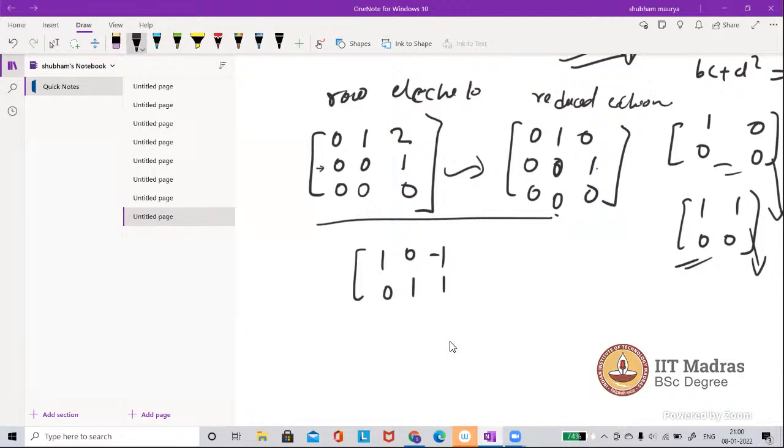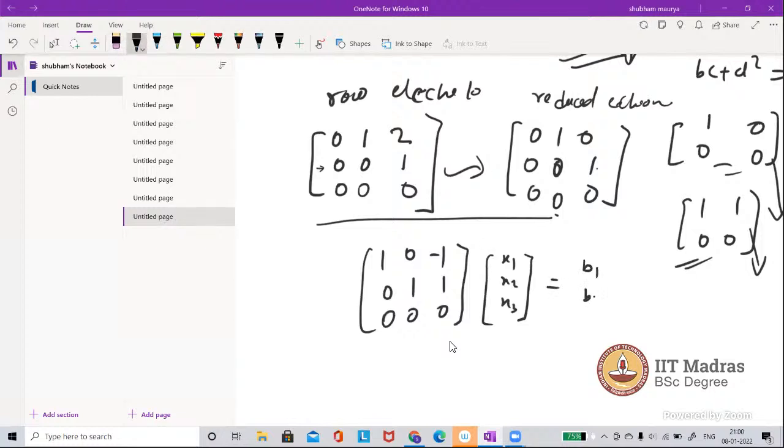One buddy has asked about independent and dependent variables. So write 0, 0, 0 below that, and write the vector x1, x2, x3 after that, equal to some b1, b2, b3. What equations will you get from here? x1 minus x3 equal to b1, right?